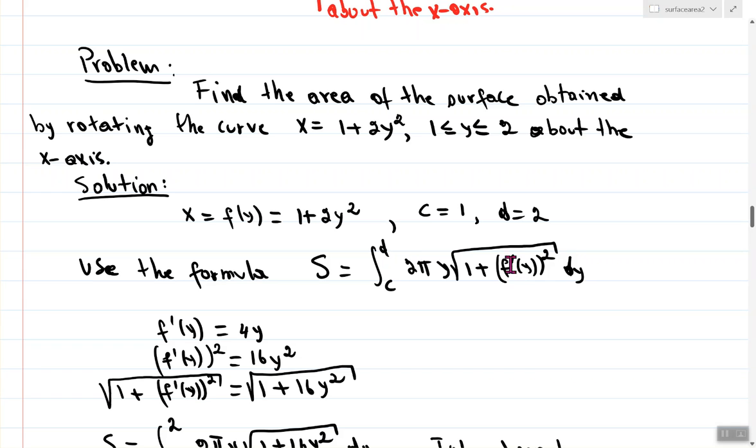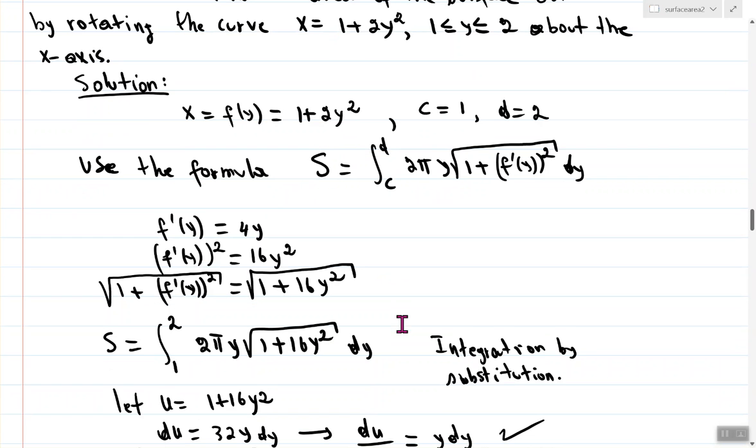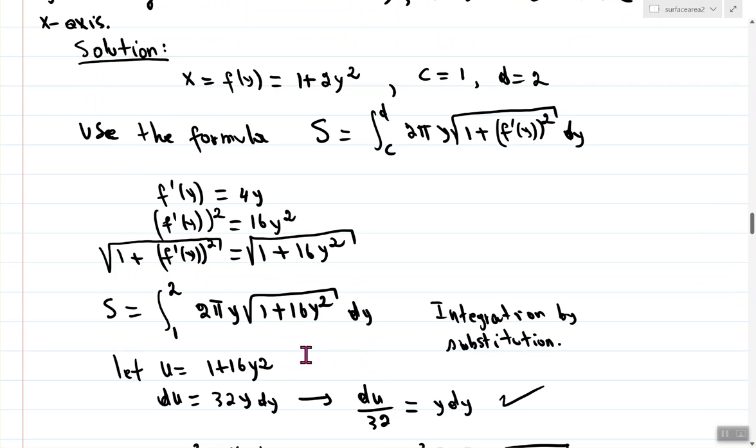So what we need here is the derivative of f of y. f of y is given as 1 plus 2y squared. When you take the derivative of 1 plus 2y squared, you get 4y. When you square it, you get 16y squared. You plug this in here, and you get the square root of 1 plus 16y squared. So it goes here, and so 2 pi y times the square root of 1 plus 16y squared, and then you integrate from 1 to 2.